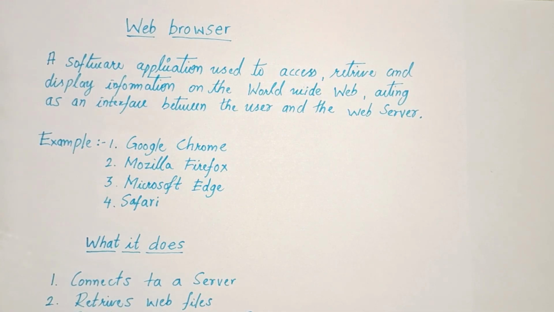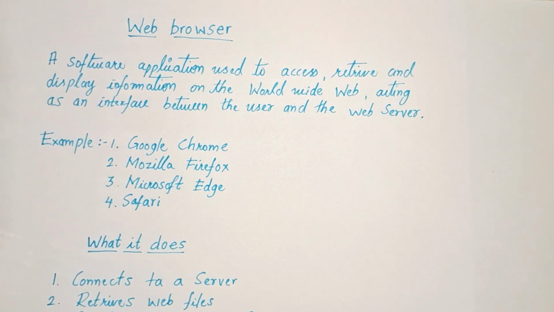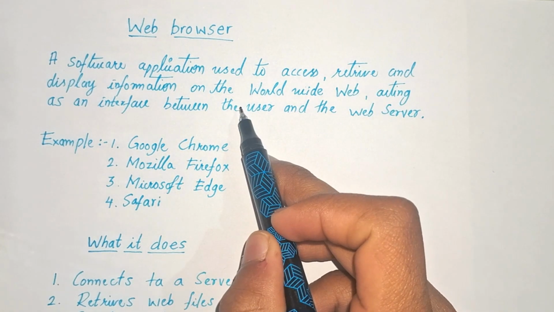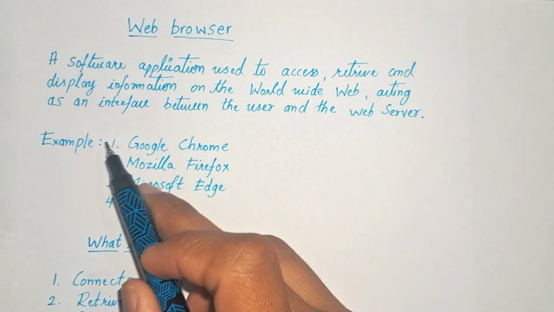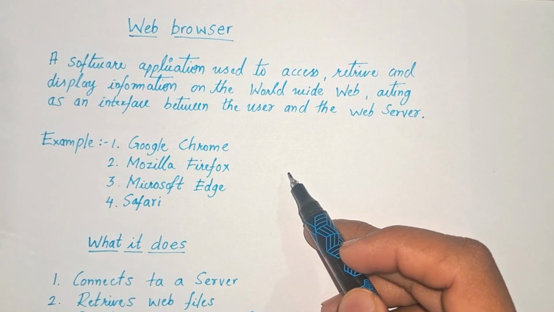Hi guys, in this video I am going to explain to you about web browsers. Let's see the definition of a web browser. A software application used to access, retrieve and display information on the World Wide Web, acting as an interface between the user and the web server. So what does it mean?